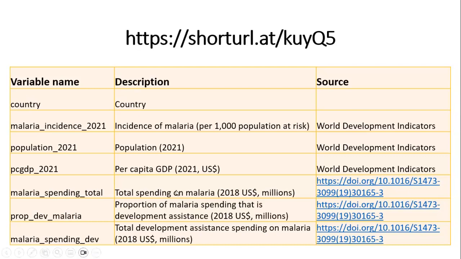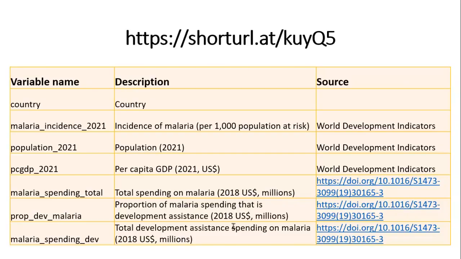And then there's something below, which for some reason is cutting out, is total development assistance or spending on malaria. That is how much donors spend on malaria. So we have in each country how much donors are spending on malaria, measured in millions of US dollars as well. So these are the kind of variables I have in the data set for now.